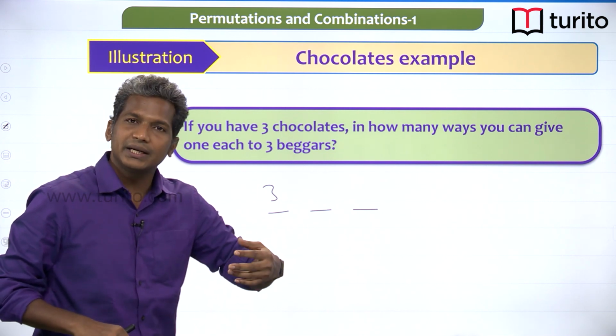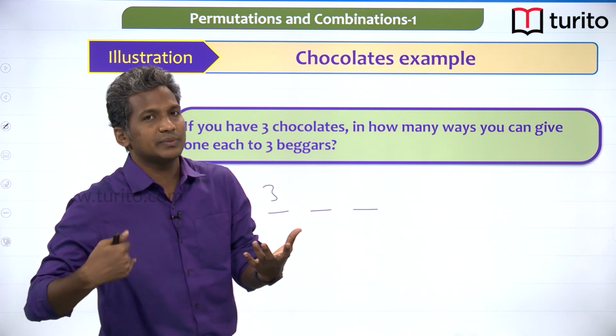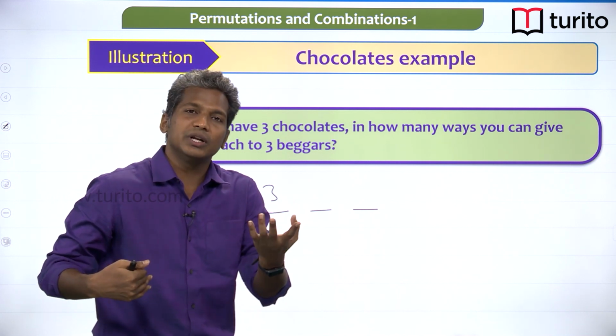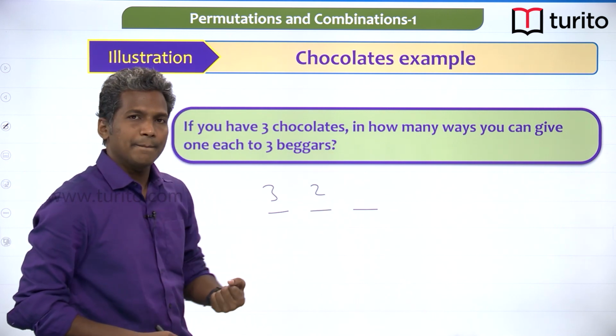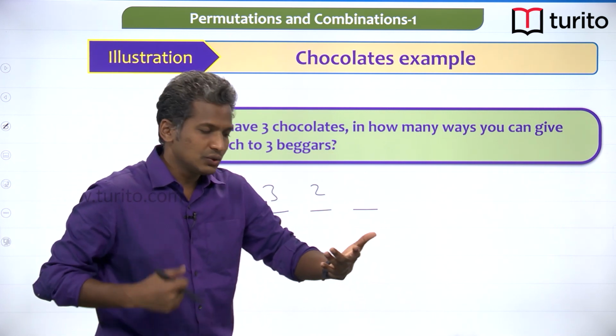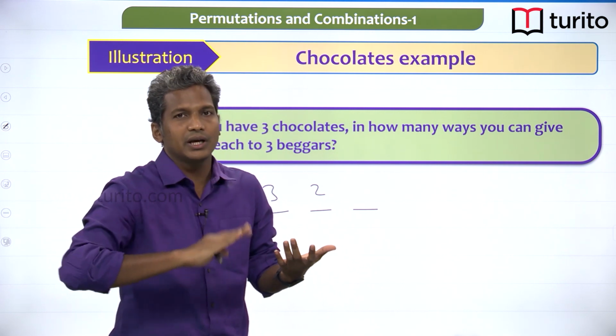Second beggar can get 2 chocolates because 1 chocolate is already gone to the first beggar. So, now I have only 2 left in my hand. So, second beggar can get 2 chocolates. Now, what about the third one? So, when I go to the third beggar, already 2 chocolates are not there or they are already given.